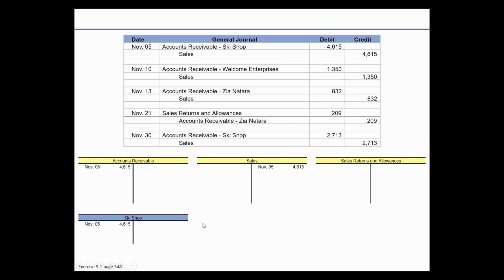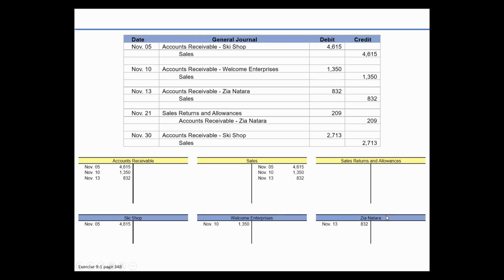So we'll go ahead and open up in the subsidiary ledger an account for ski shop. And so that would be a debit of $4,615, which corresponds back to the accounts receivable. And then November the 10th, we had a sale to Welcome Enterprises, $1,350. So again, same thing. But we'll go ahead and open up another account for Welcome Enterprises. And then we had a sale for Zia Nataria of $832. Same thing, we'll go ahead and open up an account for them. So we put it on the debit side.